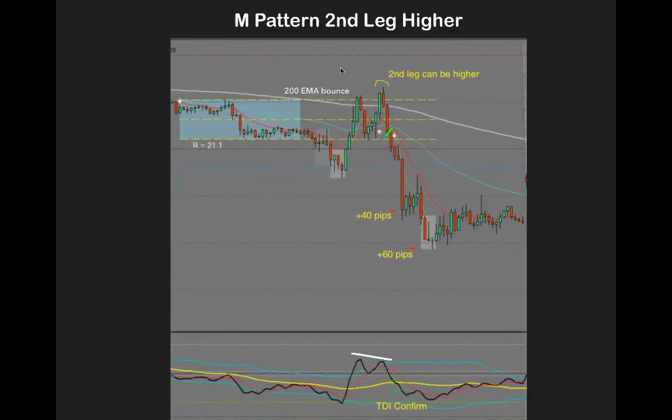So we have an M pattern and the second leg is higher. Sometimes the second leg is higher, but like I said, what I want to show you guys is being able to see the divergence on the charts. So take a look at the TDI here. We have this peak being higher than the second peak, right? And we have a slope downward, but on the chart you're going to see it go up, right? See this? So the second leg can be higher in this case.